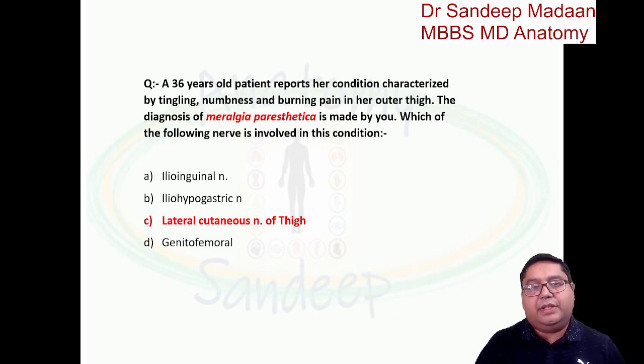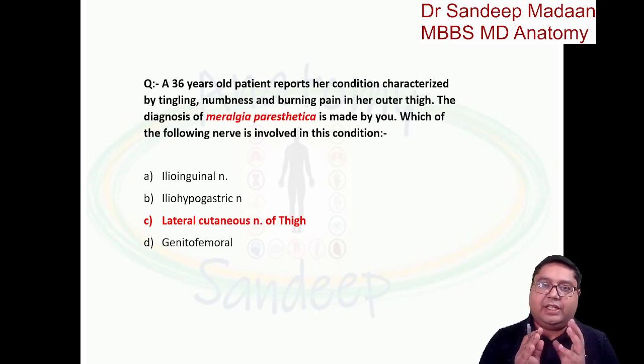So here the answer is straightforward, lateral cutaneous nerve of thigh. So we have these two conditions. One is cheiralgia, which is because of superficial branch of the radial nerve, and this is meralgia, which is because of the lateral cutaneous nerve of thigh.